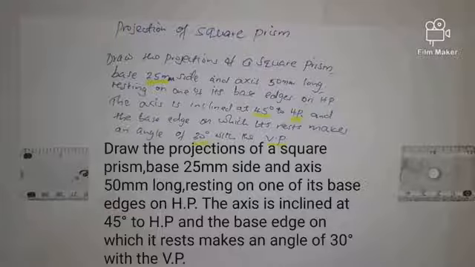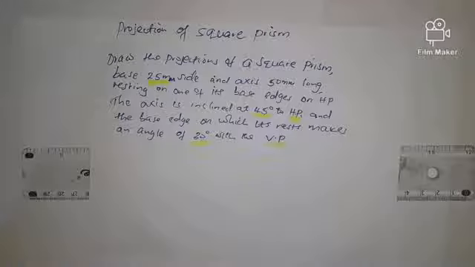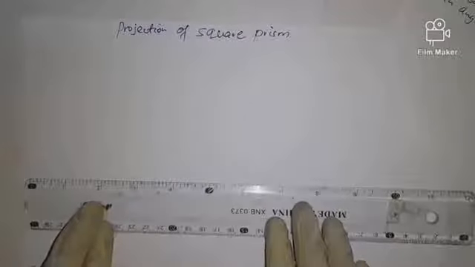Then next we shall adjust our plan so that this particular prism rests such that it makes an angle of 30 degrees in relation to the vertical plane. So welcome, and let's see how we are going to maneuver so that we do what is expected. Now the first thing we are going to do is draw our plan of a square prism. Our plan is going to be a square, so we shall have a square of side 25 millimeters, and we can have the first point here.